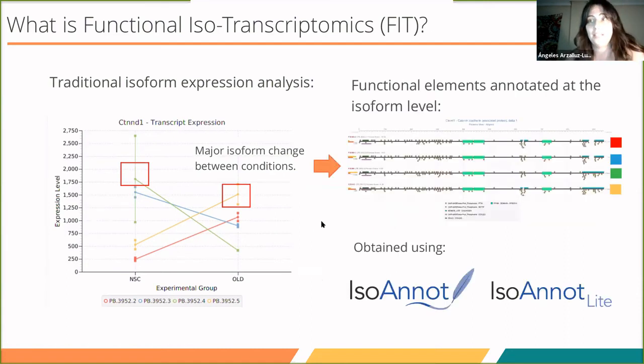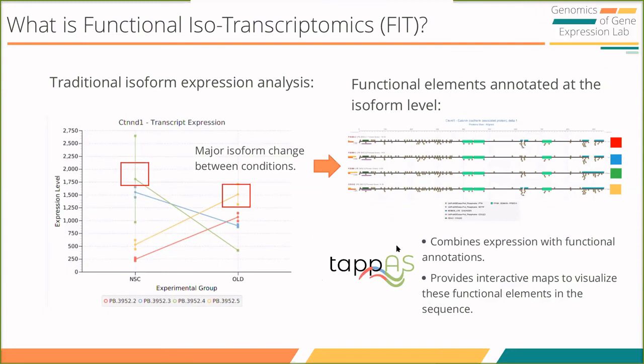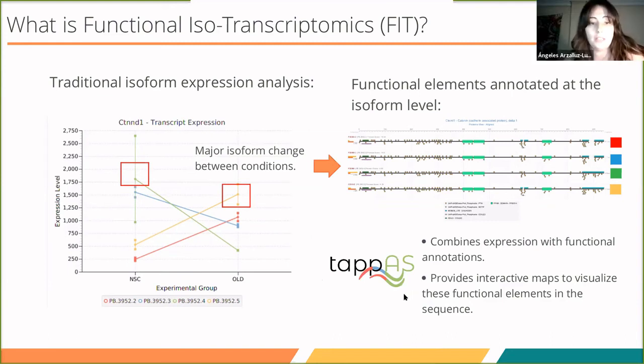So to make these two tasks easier for us, we have designed strategies to incorporate functional elements into transcriptome annotation using isoanalyte and isoanalyte, as Frank explained before. Then in tappAS, we provide analysis that combine expression with these functional annotations, and this is what enables functional isotranscriptomics. And furthermore, using tappAS interactive maps, we can visualize these features within the sequence, as I've been showing here, in order to understand functional differences between isoforms.